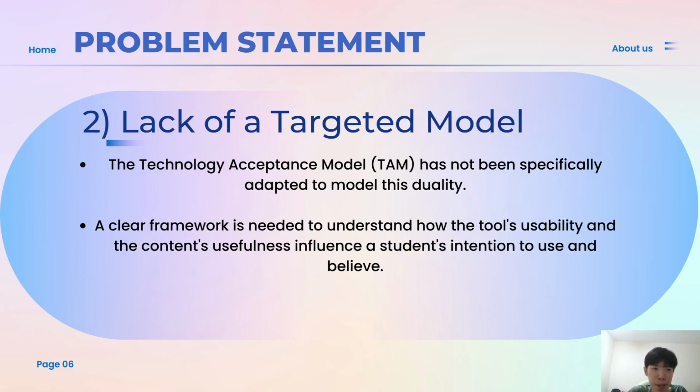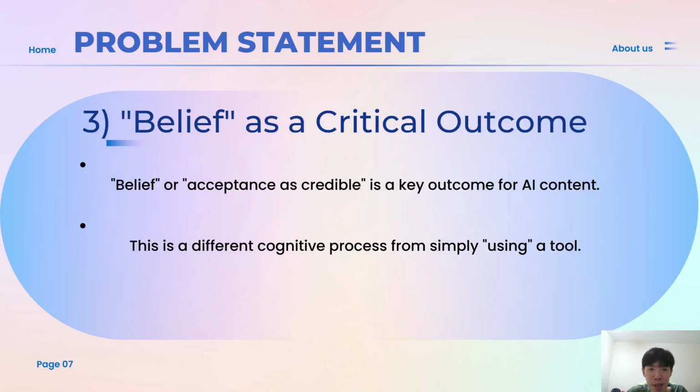The second problem is the lack of a target model. The TAM has not been specifically adapted to model this duality. So a clear framework is needed to understand how the tool's usability and the content's usefulness influence a student's intention to use and believe. The last problem is belief as a critical outcome. Belief, or acceptance as credible, is a key outcome for AI content. This is a different cognitive process from simply using a tool.